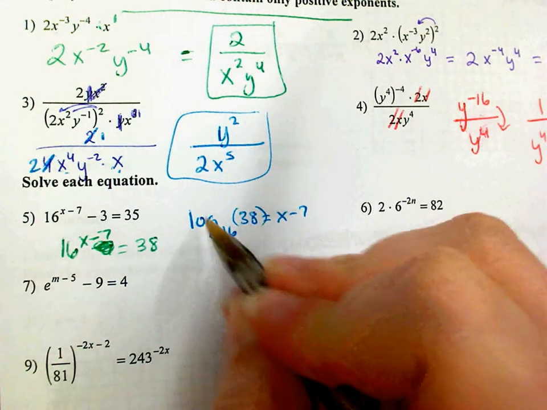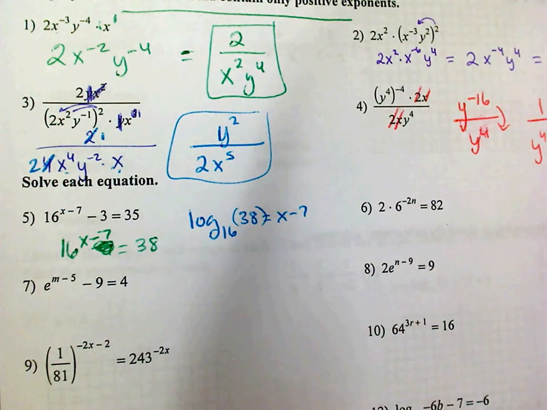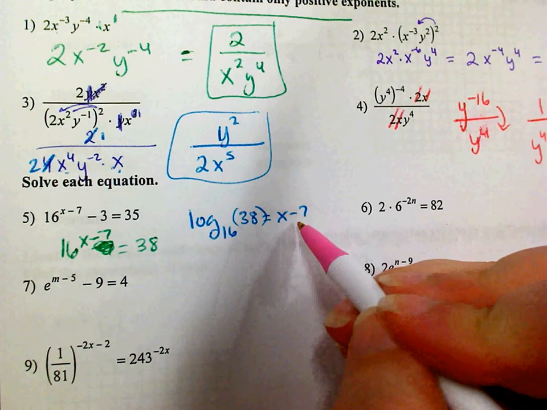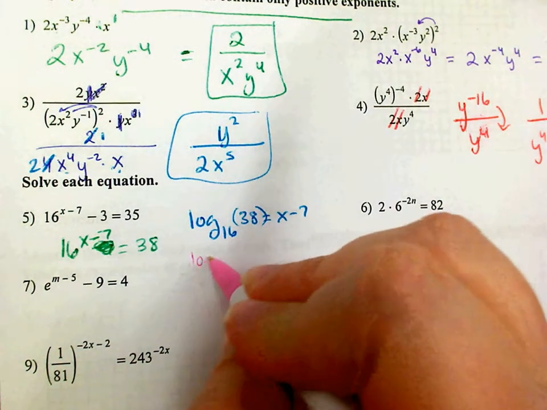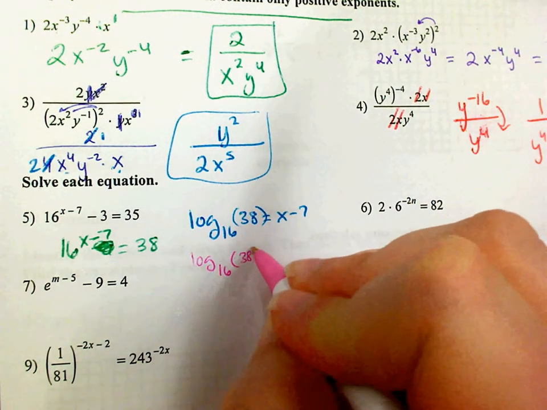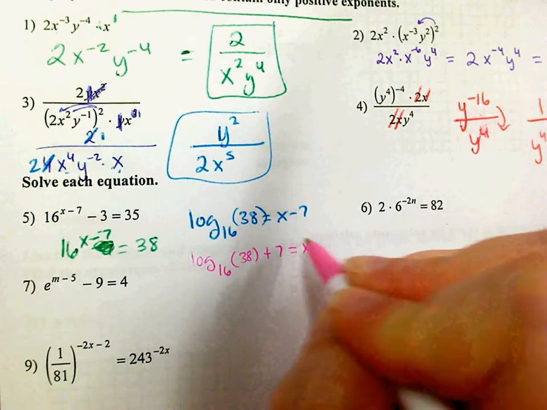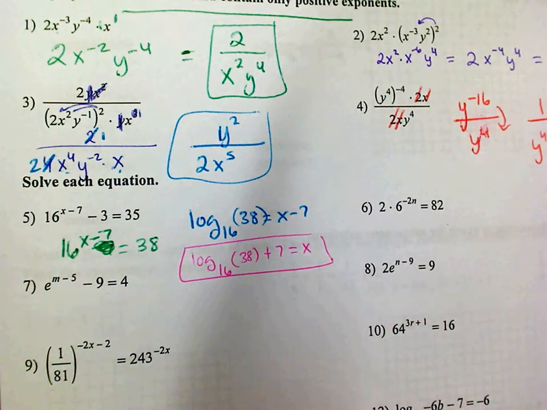Now, log base 16 of 38, log base 16 is an operation, so it's only applied to the 38. And then I want to solve for x, so I add 7. So my answer is log base 16 of 38 plus 7. And there we go.